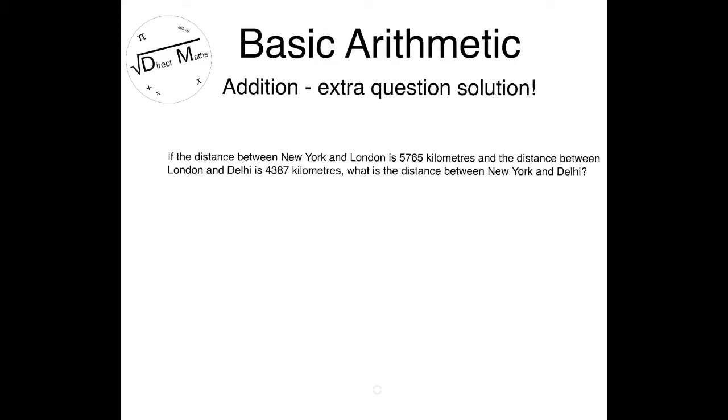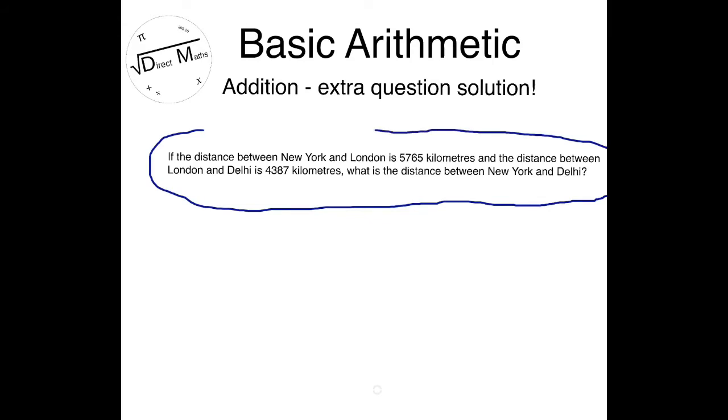But first, before we get into the main video, for those of you who did the extra question at the end of the last video, here is the work through for it. The question was, if the distance between New York and London is 5,765 kilometers and the distance between London and Delhi is 4,387 kilometers, what is the distance between New York and Delhi?